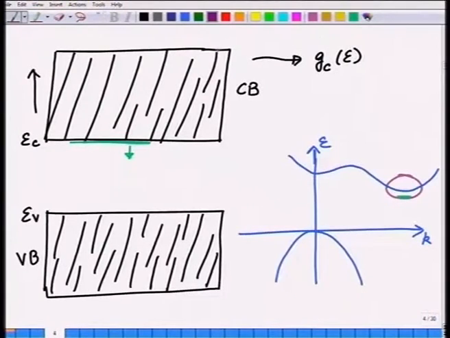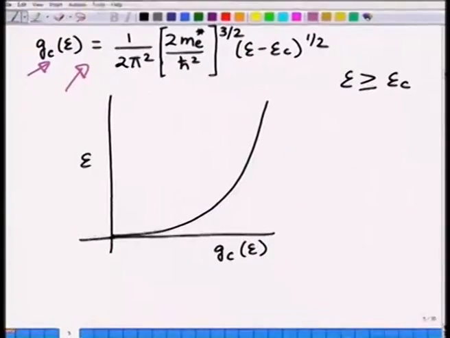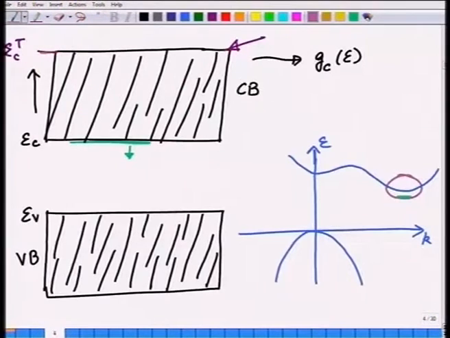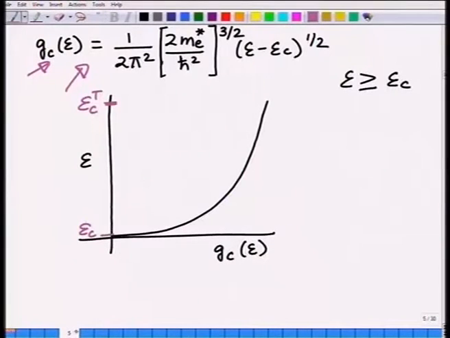But notice that again I will encounter a band edge somewhere here. According to this expression, which I am just plotting, it continuously increases. Somewhere here is my EC, and here is the top of EC, let's call it EC top. If this is EC top, then clearly my density of states at the top again becomes 0. So it must be something like this.